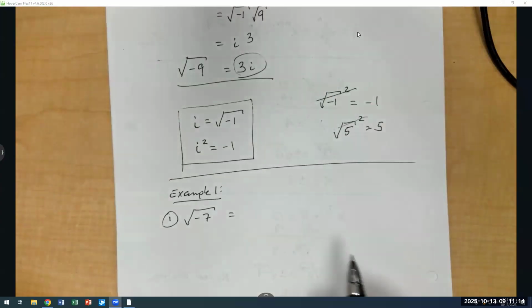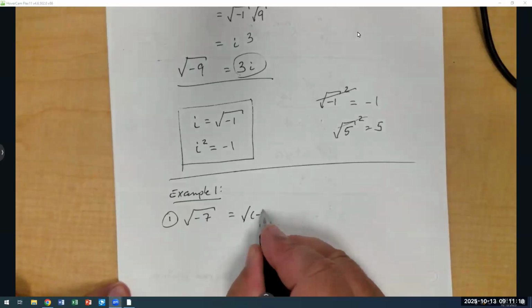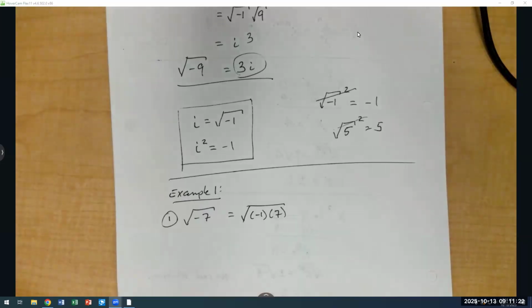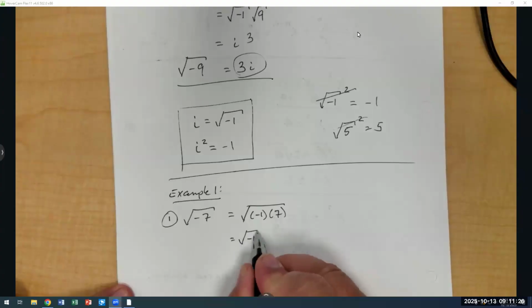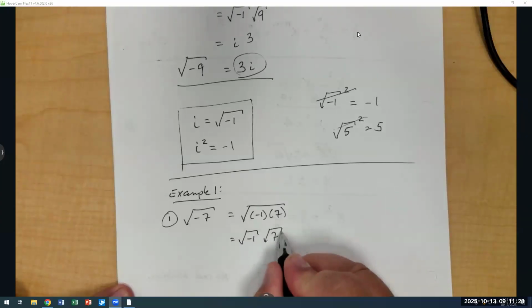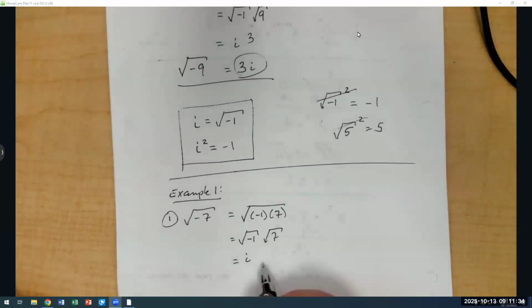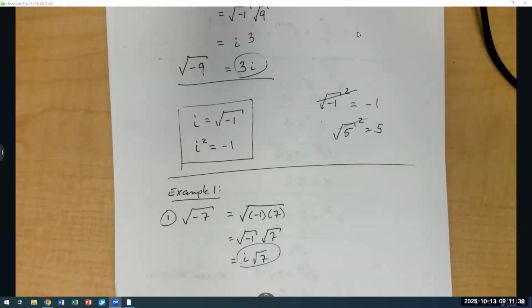How do we do the last one? Well, this is the same thing as -1 times 7. True? So now I can split those up. Square root of -1, square root of 7. What is the square root of -1? I. What's the square root of 7? Square root of 7. So there's your answer: I square root of 7.